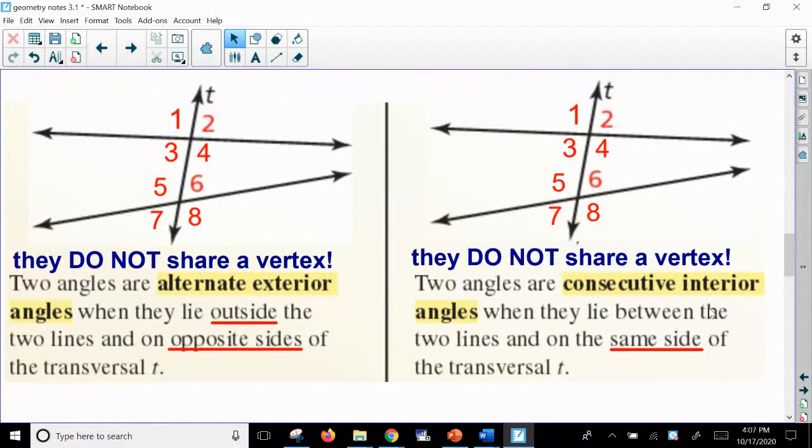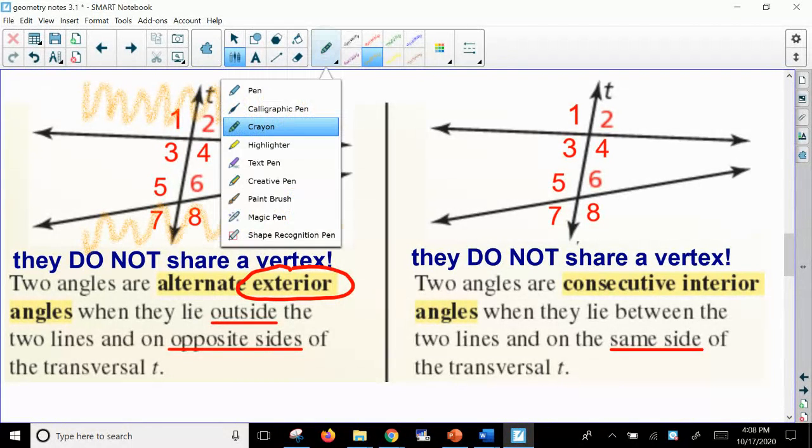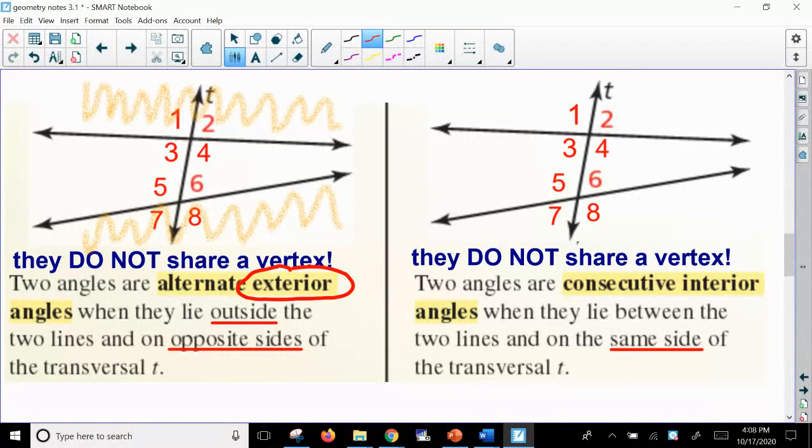Moving on. Hope you're typing this on your slides. Alternate exterior angles. Okay? Notice the word exterior. So they're not on the interior, they're on the exterior. That means they got to be on the outside of the two lines. So let me use my crayon. So they're in this region. They're either up here or down here, but they do not share a vertex. Okay? Emphasize that. They do not share a vertex. They're on opposite sides of the transversal.